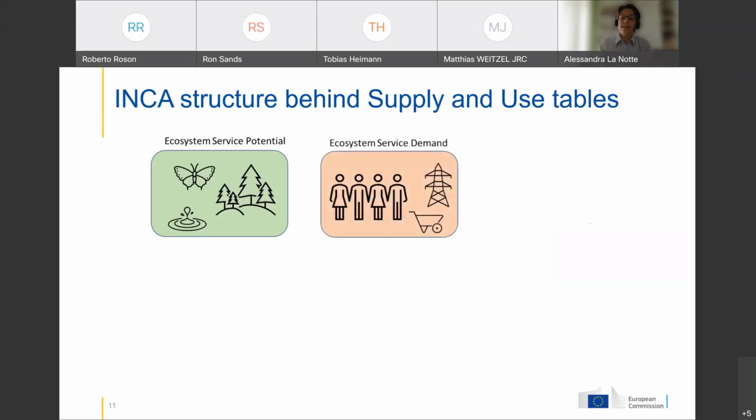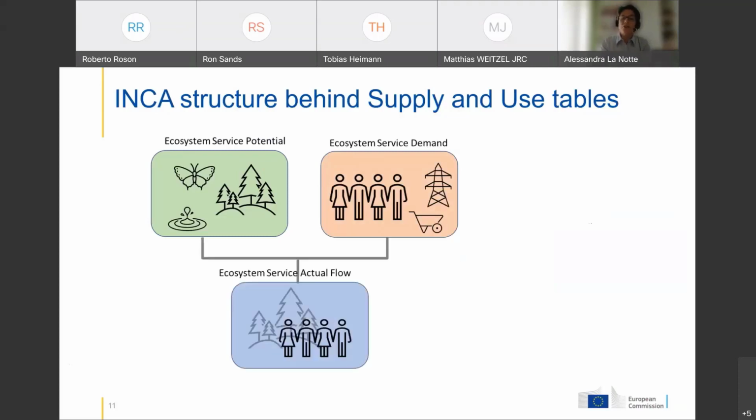It's only when it interacts with the ecosystem service demand that the actual flow is generated. So the actual flow really represents the match between the ecosystem service potential and the ecosystem service demand. That could be an economic sector, households, or for some ecosystem services, even the global society.